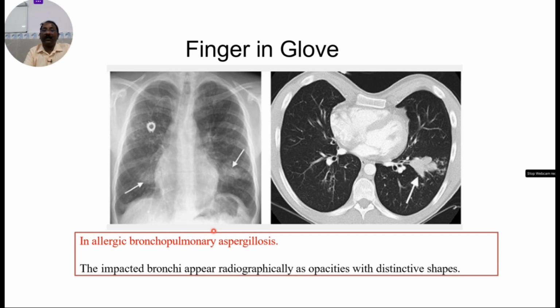See, this is the finger in glove. See one lesion here, one lesion here. Okay. See the trachea, deviated to the right side. So this is the aorta, the aortic line and the paraspinal line, both are the same. Here the impacted bronchi appear radiographically as distinctive opacities. Allergic bronchopulmonary aspergillosis.